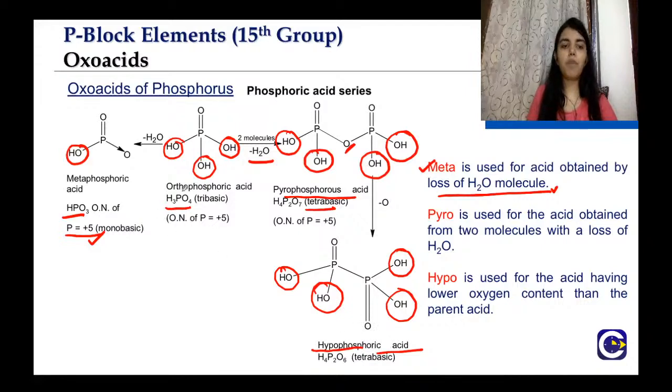So these are very important, right? These structures, the questions come under this area, that what is the number of P=O bonds, P-OH bonds, P-H bonds, P-P bonds in different oxo acids of phosphorus. So these are the question areas.